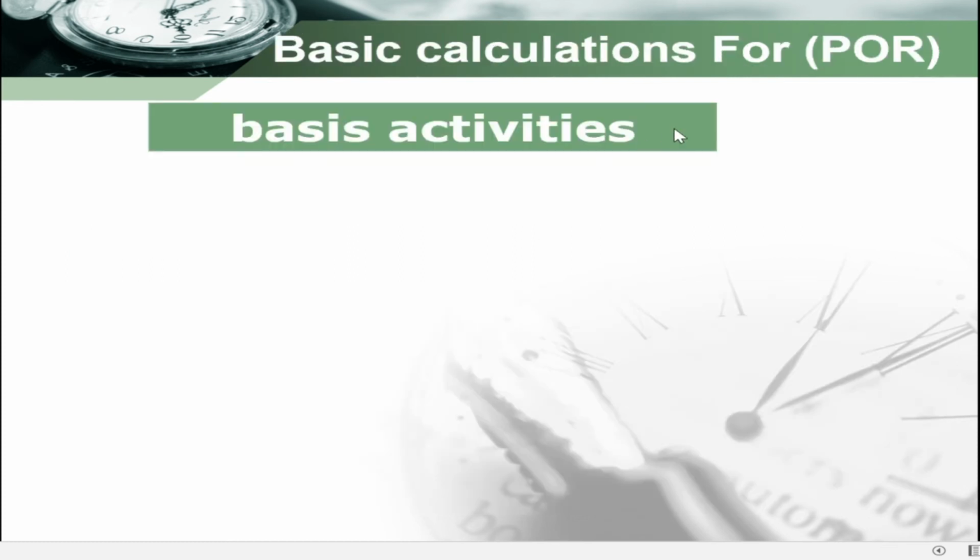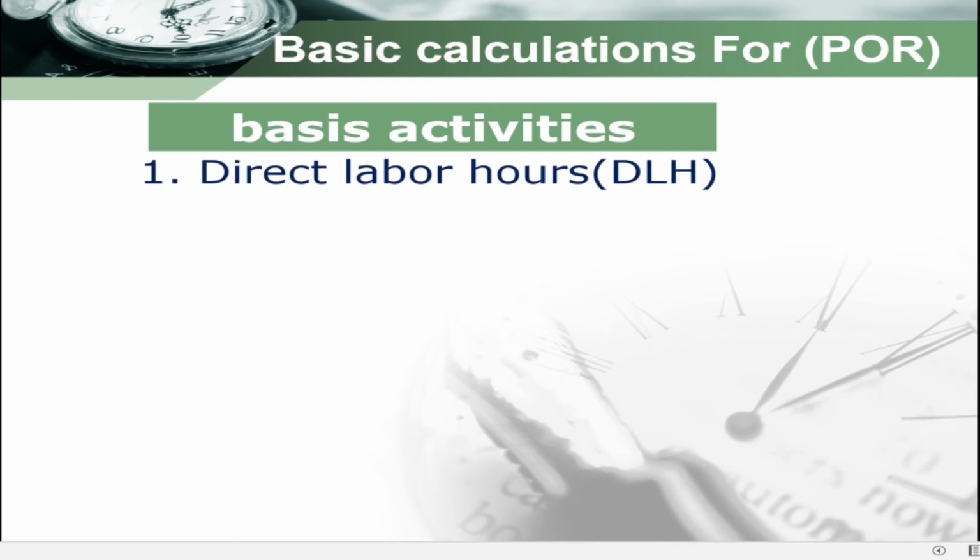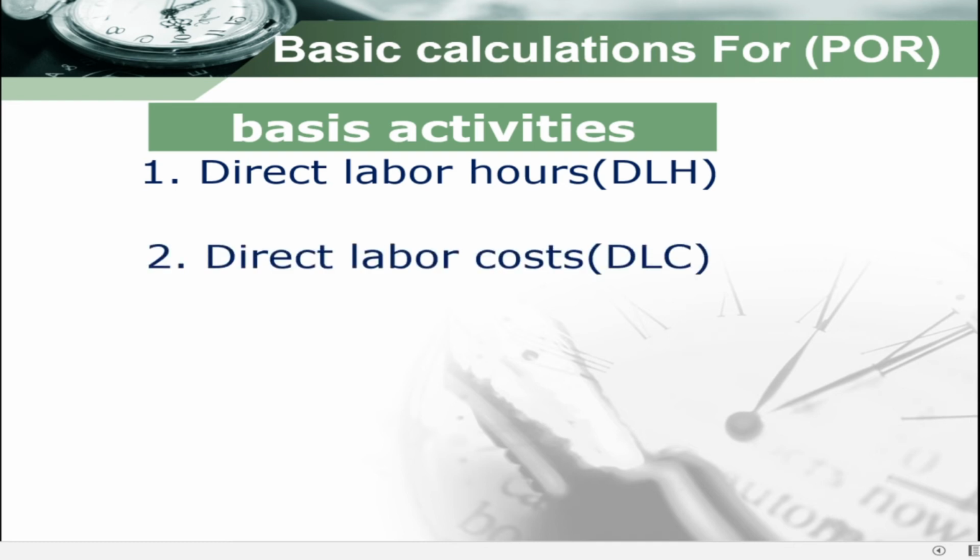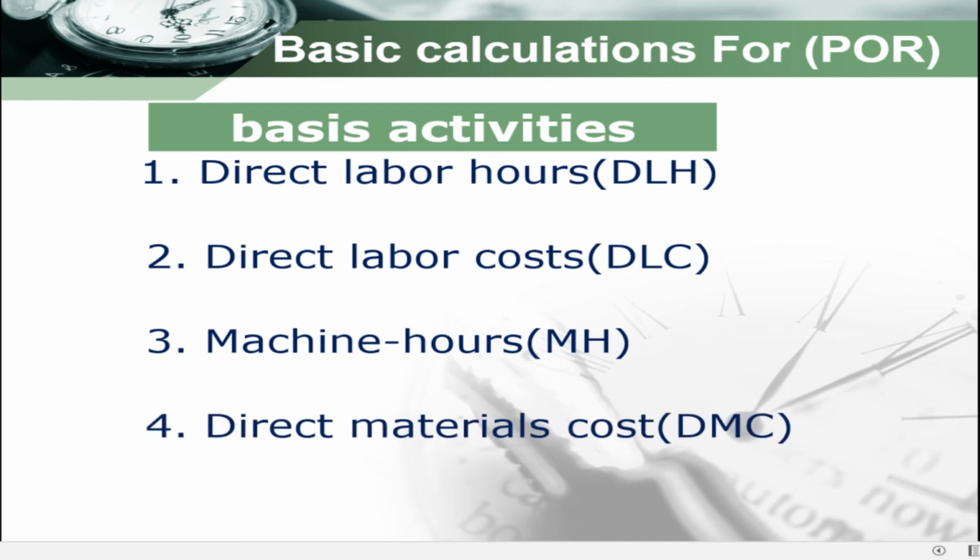The basis activities for calculating POR, predetermined overhead rate: the first activity is direct labor hours. Second, direct labor cost. Third, machine hours. Fourth, direct material cost. And the last activity is production unit.